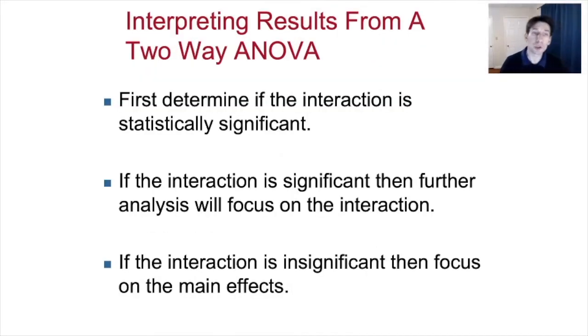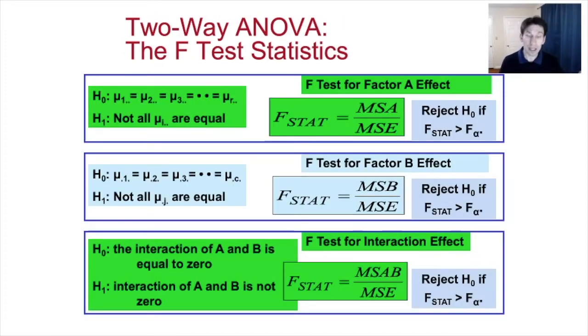Now, how are we going to look at the results from a two-way ANOVA? Well, the first thing you're going to do is determine whether the interaction is statistically significant or not. If it is statistically significant, meaning if the interaction variation has an effect on your mean, then you will continue the analysis focusing on the interaction. However, if it is not significant, then you will forget about the interaction and focus on the main effects of each of the factors.